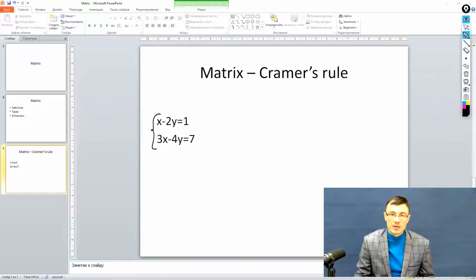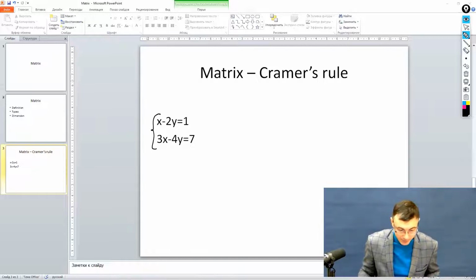Let's begin with Cramer's rule. Cramer's rule is an explicit formula for the solution of a system of linear algebraic equations, valid for the cases where the number of equations is equal to the number of unknowns and the determinant is not null. So let's solve our matrix as shown in an example.